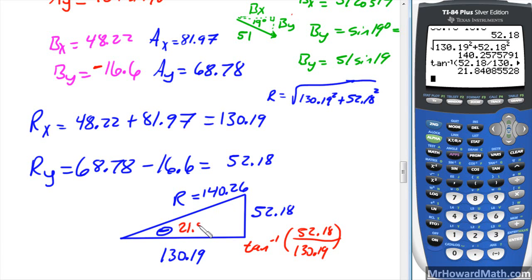So we have a direction of our resultant, 21.84 degrees, and we have a magnitude of our resultant, 140.26, and we are done with this problem and done with this video.